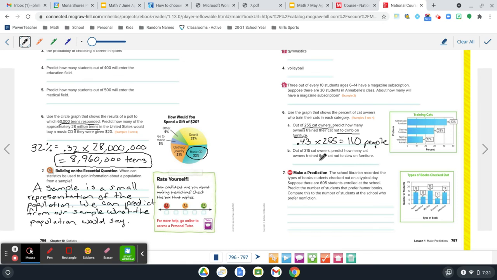Letter B, out of 316 cat owners, predict how many cat owners trained their cat to not claw on the furniture. So now we're looking at the second bar here, and 29% in the original survey said they were training their cat not to claw the furniture. So we're going to use that original survey percent, that 0.29, and we're going to predict by multiplying by our new population amount, 316. All right, again, try this one.